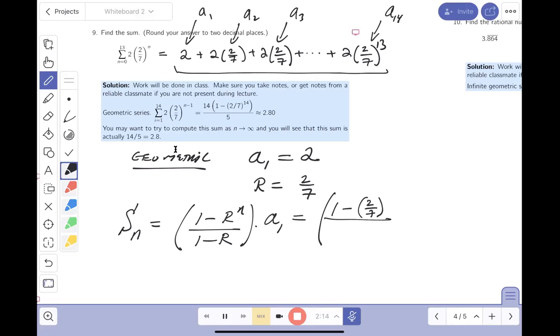If you start at 0 and you go up to 13, you have 14 terms. All right, so what's n? It's 14. 1 minus 2 sevens times A1, which is 2.